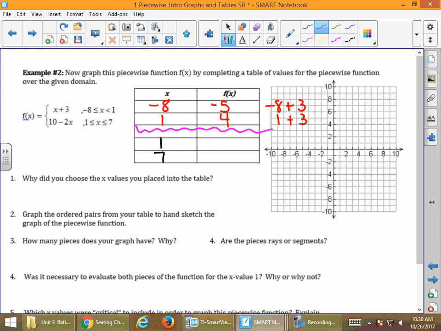And I'm going to erase that. But I wanted to show you where that came from. We put those values back into the x of our first equation. And now let's go over here and graph. -8, -5. 1, 4. And there's our first piece.